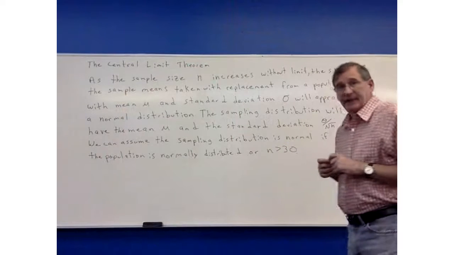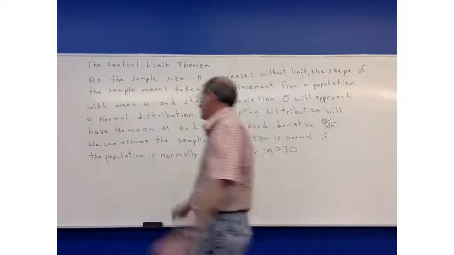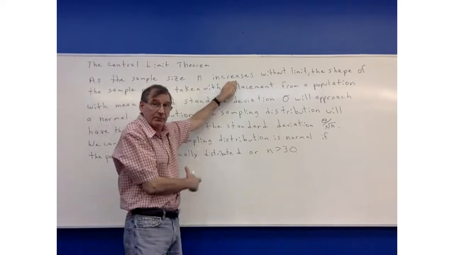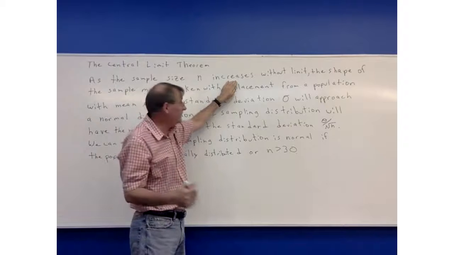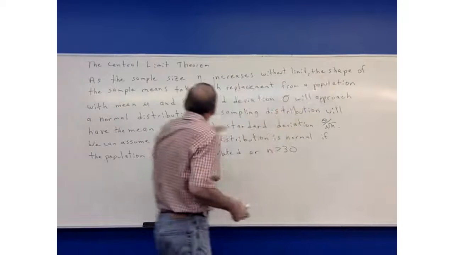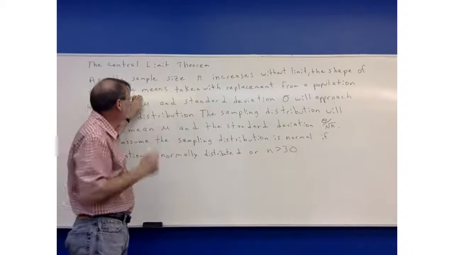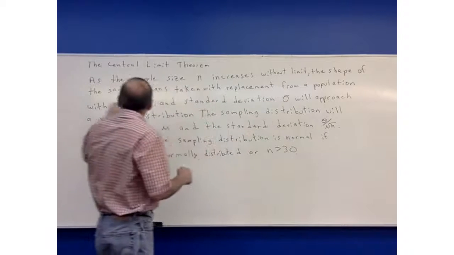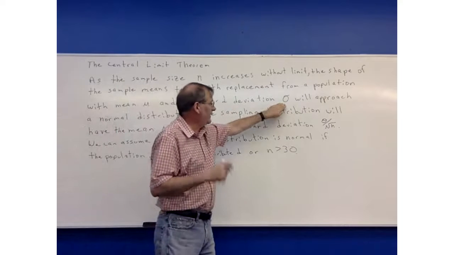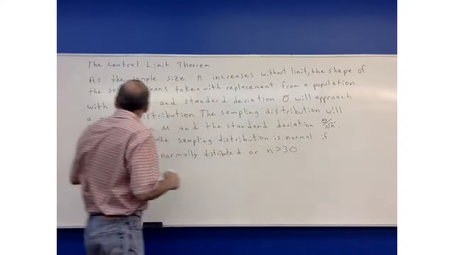Okay, I'm back, and I have summarized the central limit theorem. So let's read this. As the sample size n increases, as I demonstrated with my dice, with that limit, n gets bigger and bigger and bigger forever, the shape of the sample means, these are sample means, not the original data, taken with replacement from a population with the mean of the population mu and the standard deviation of the population sigma will approach a normal distribution.